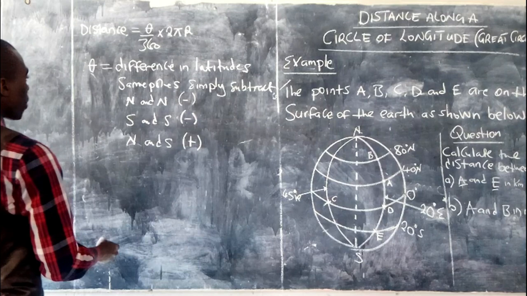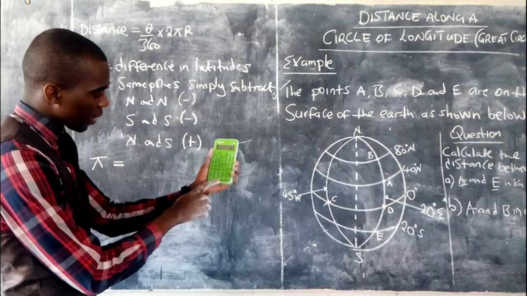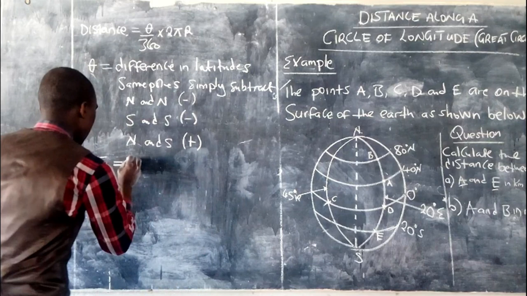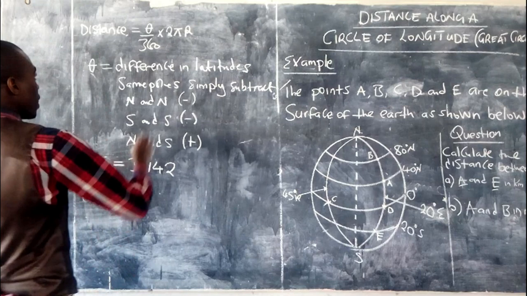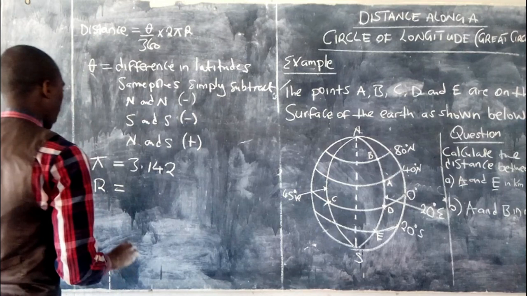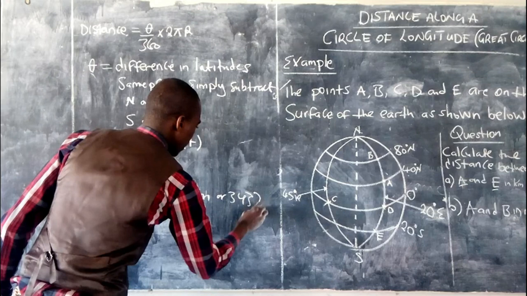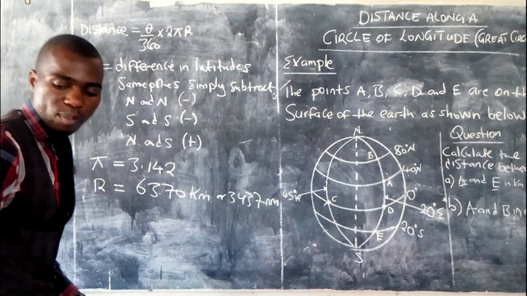Alright, then we also have pi. This value of pi, we have it on the calculator right here. Just press shift and then exp, and pi will come. But in the exam, they are usually going to give this value as 3.142. Then lastly in the formula, we have R. This R is the radius of the Earth's surface, which is given as 6370 kilometers or 3437 in nautical miles. We have to know this information to successfully solve such a question.